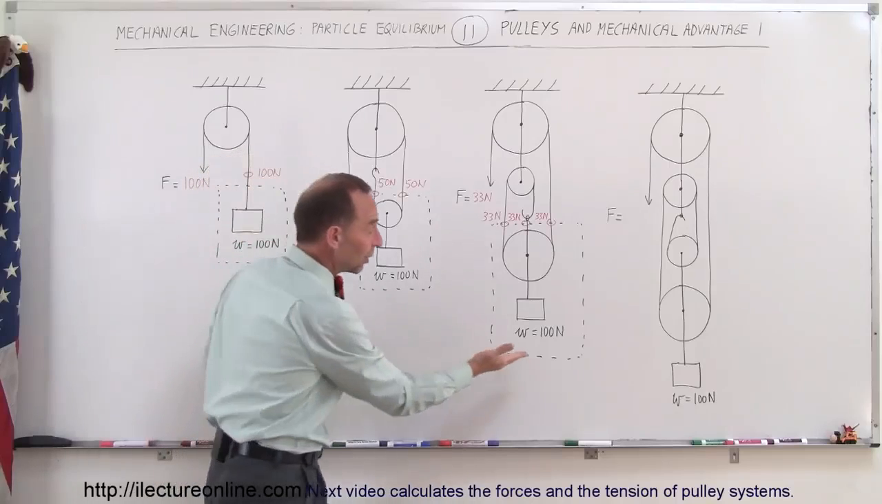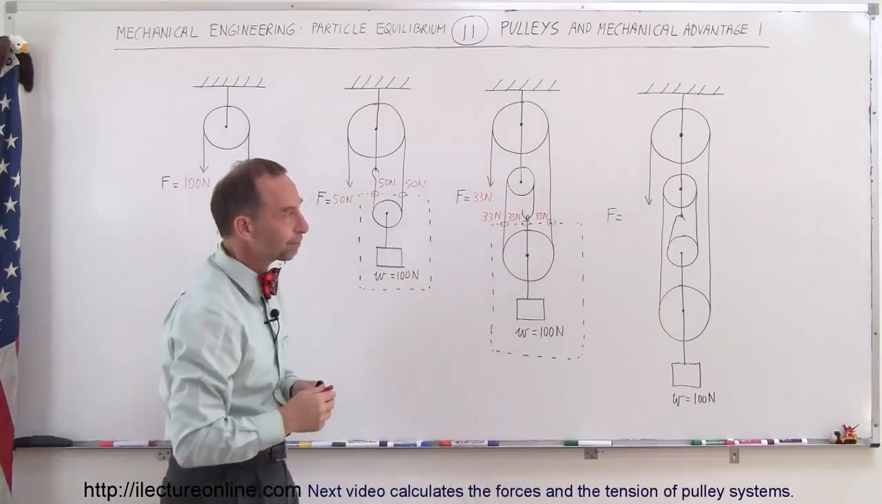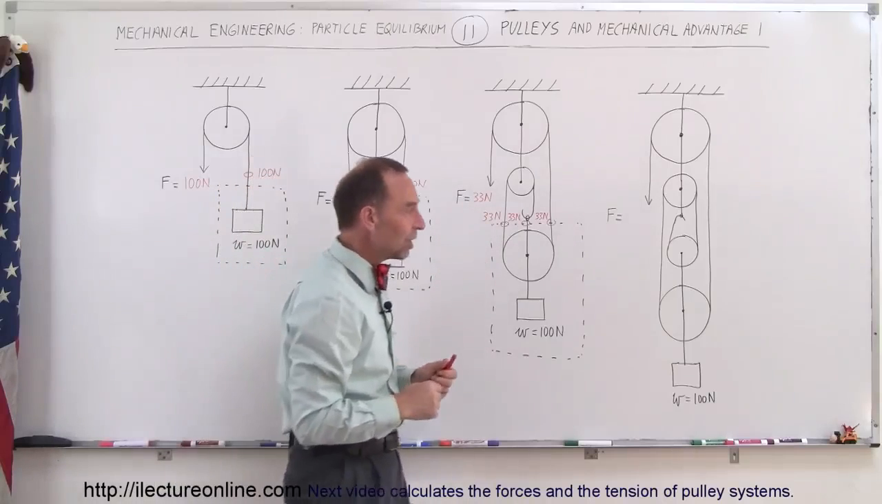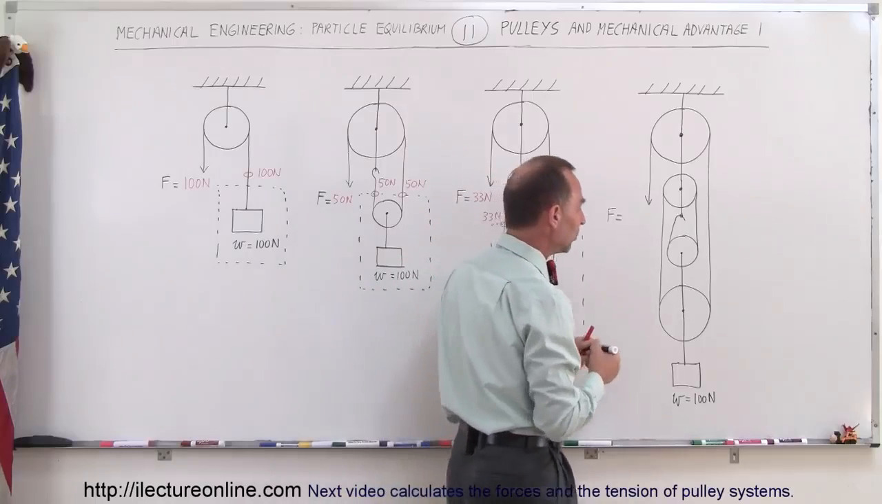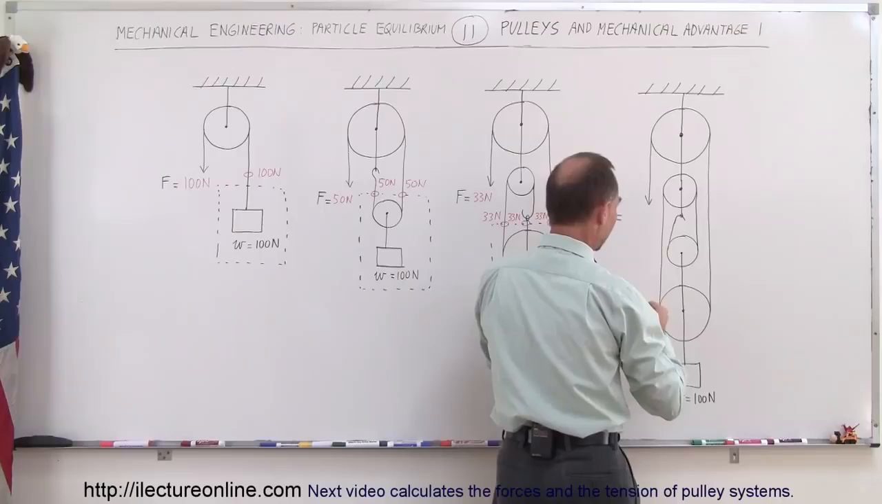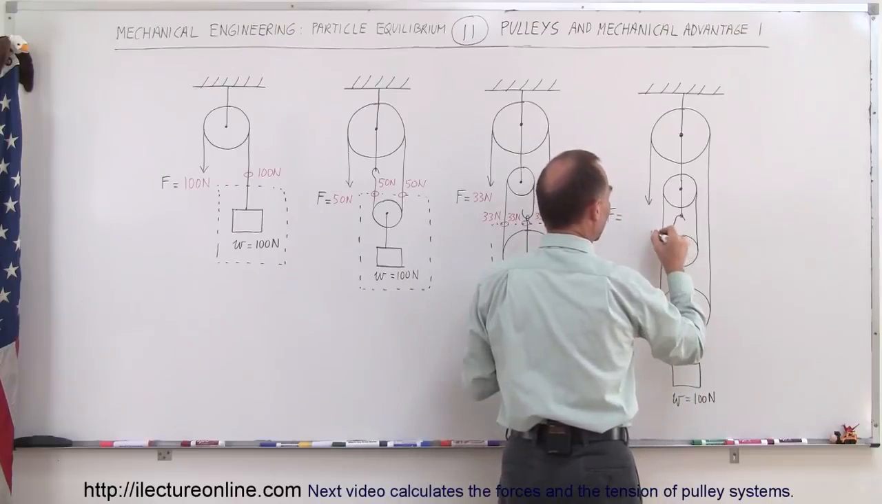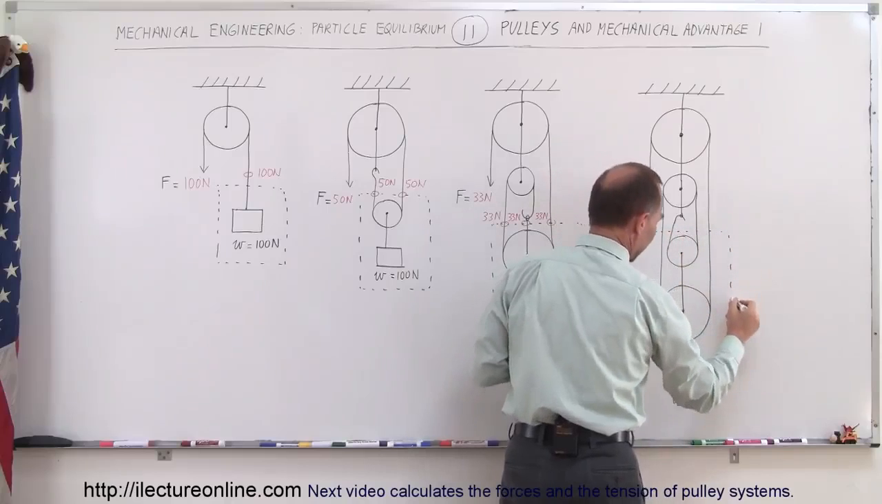Which also means that if you want to lift this up 1 meter, you'll have to pull down on the rope by 3 meters. The last combination here, there's 4 pulleys. Again, what we can do here is draw a free body diagram around this portion. Let's do that right here. Let me use the black pen. So I'm going to draw a free body diagram like this.